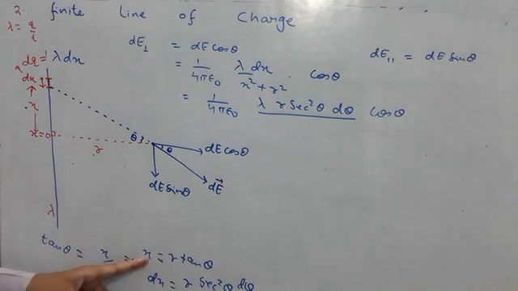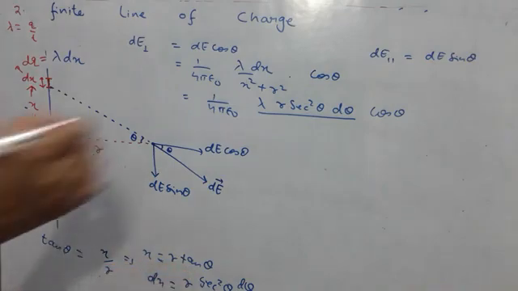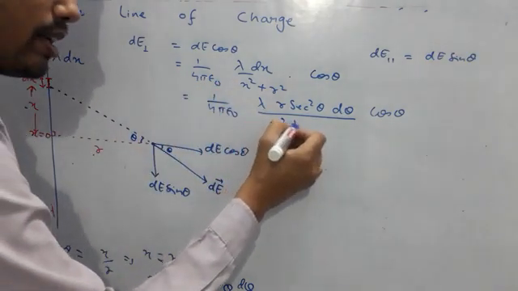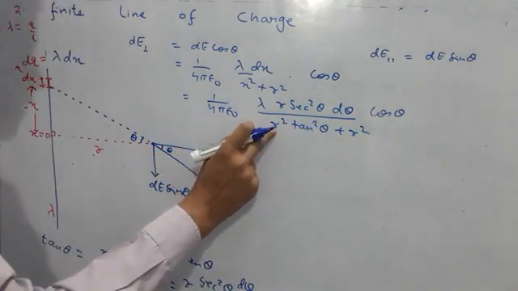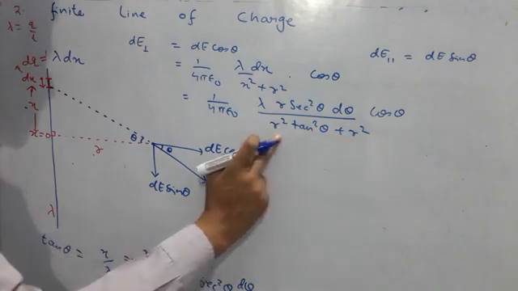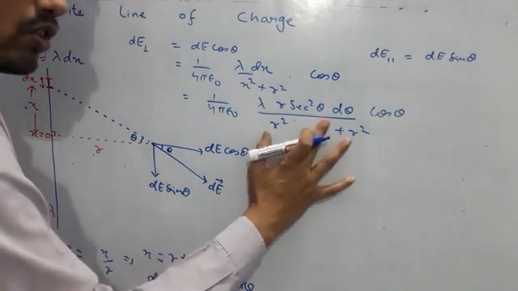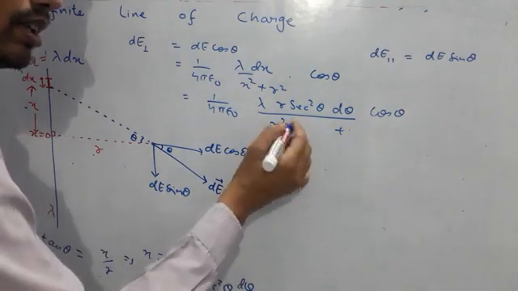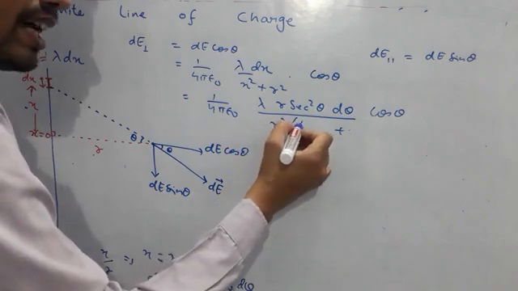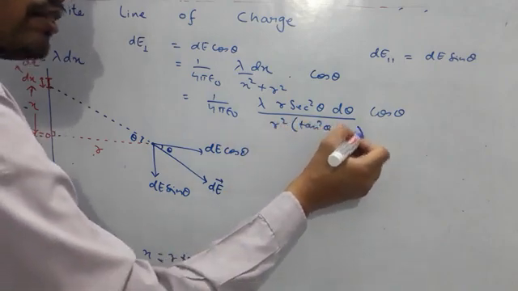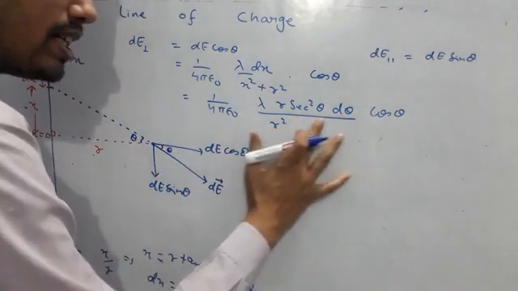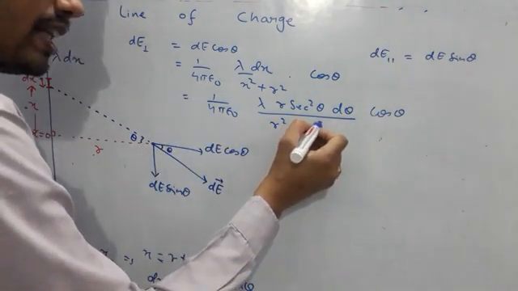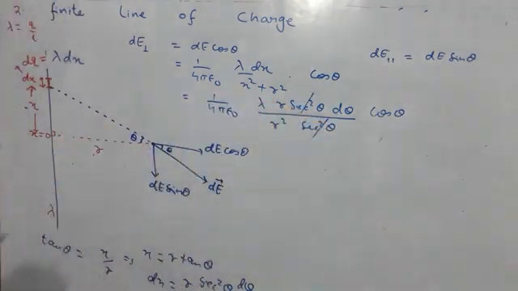Now what is our x? Our x is r tan theta. So this becomes r square tan square theta plus r square. So we can take r square common in the denominator. If you take r square common, you will be left with tan square theta plus 1. You know that 1 plus tan square theta is nothing but sec square theta. So that sec square theta will cancel with this.